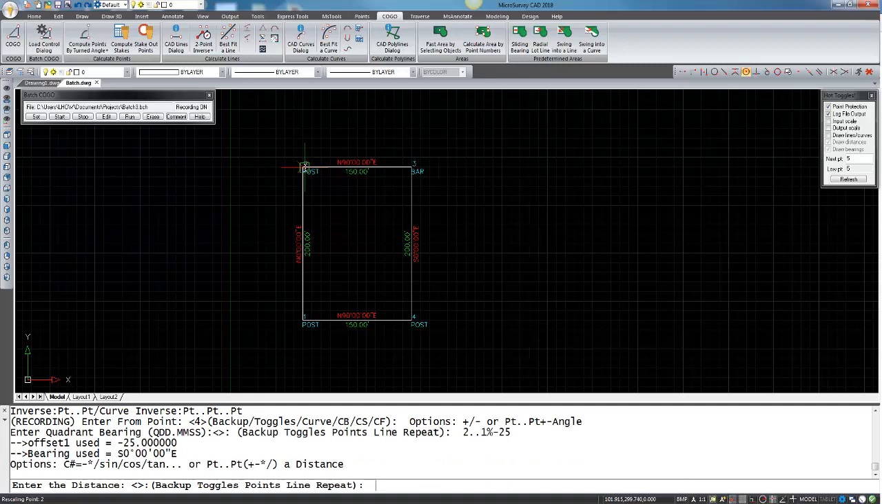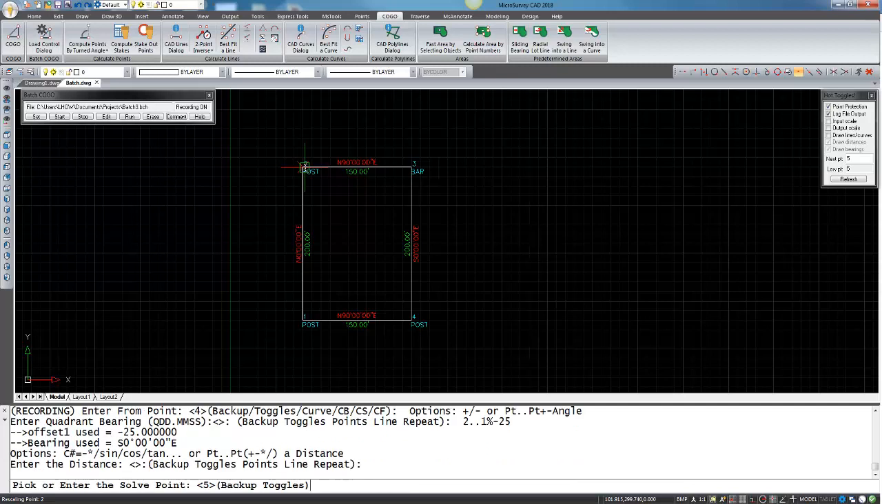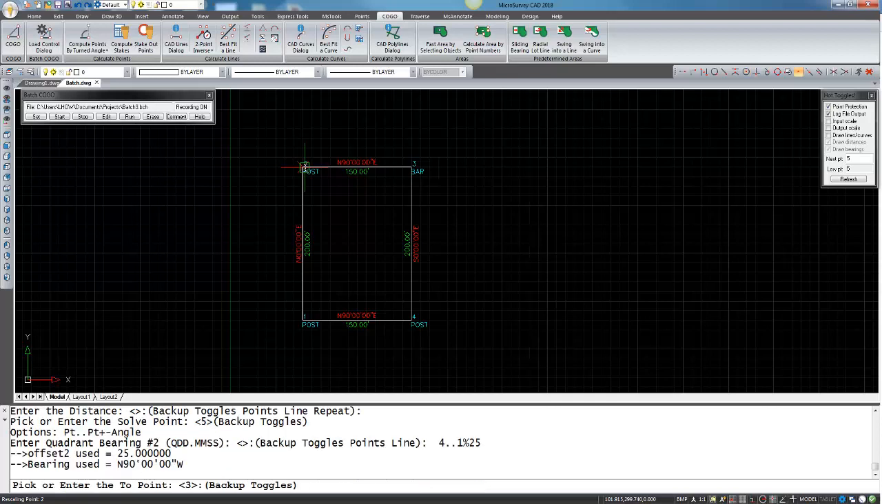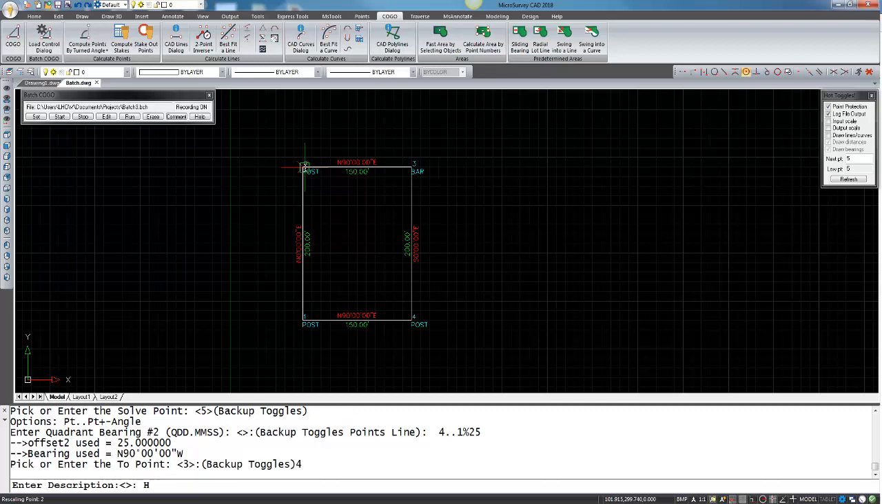And we don't know a distance, but we are wanting to solve for point 5. But we do have another direction tie to the house corner, and we'll use the bearing from 4 to 1 with an offset of 25 feet to the right. And since we are offsetting to the right, it is not necessary to have a negative in. And we want to solve for point 5, and description H for house.